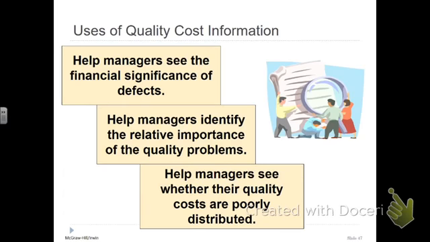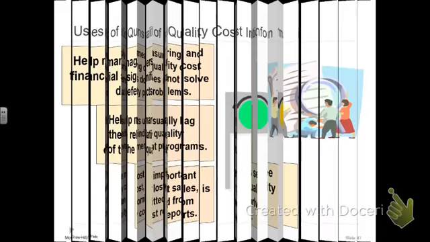What this does, what these reports do, is they help managers see the financial significance of those defects. Okay, helps identify the relative performance. Hey, where are the quality problems happening? And it can help to determine if those quality costs are poorly distributed. Are they all in one area, or are they spread throughout the firm, or what have you?